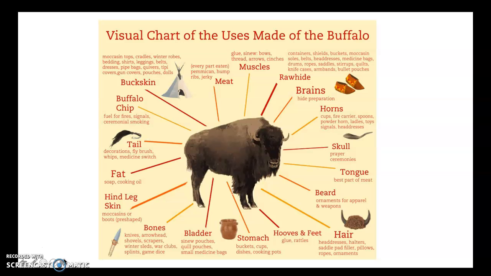So I found this chart on how every single part of the buffalo was used by the Native Americans and the Blackfeet. They used bones, bladder, stomach, hair, the skull, the horns, the muscles. They used every single part of the buffalo and never wasted anything because it was so sacred to them.